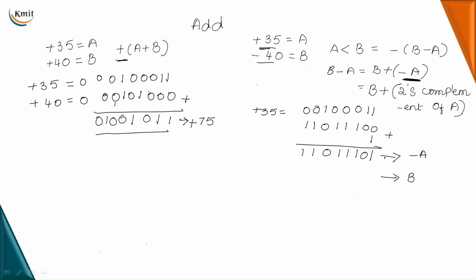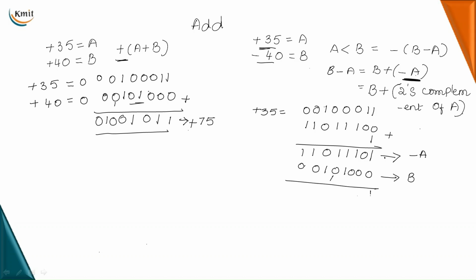So it is nothing but 40. So what is the binary representation of 40? So this is the binary representation of 40, so we can write it here: 0, 0, 1, 0, 1, 0, 0, 0. You add it.